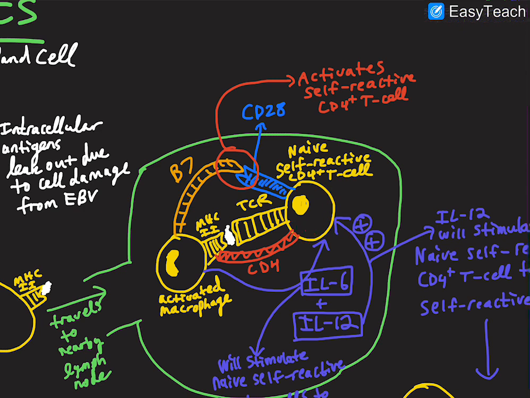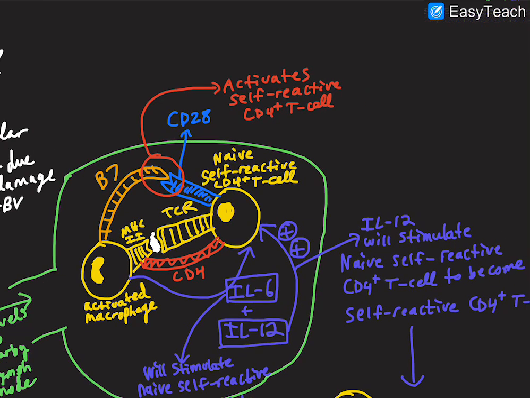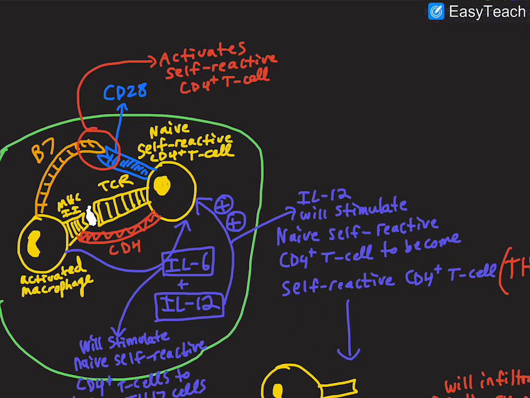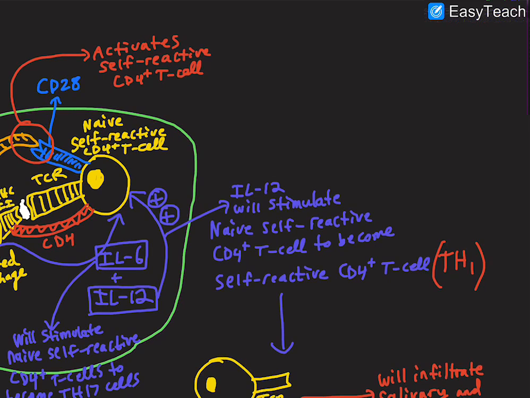But before we talk about that, what else do we need to activate these T cells? Remember, your antigen presenting cells release certain cytokines, like interleukin 12. Well, remember, if naive CD4 T cells encounter interleukin 12, it can stimulate these naive CD4 T cells to do what? To differentiate into the Th1 subtype of our CD4 T cells. And this is going to be a self-reactive Th1 cell, okay?